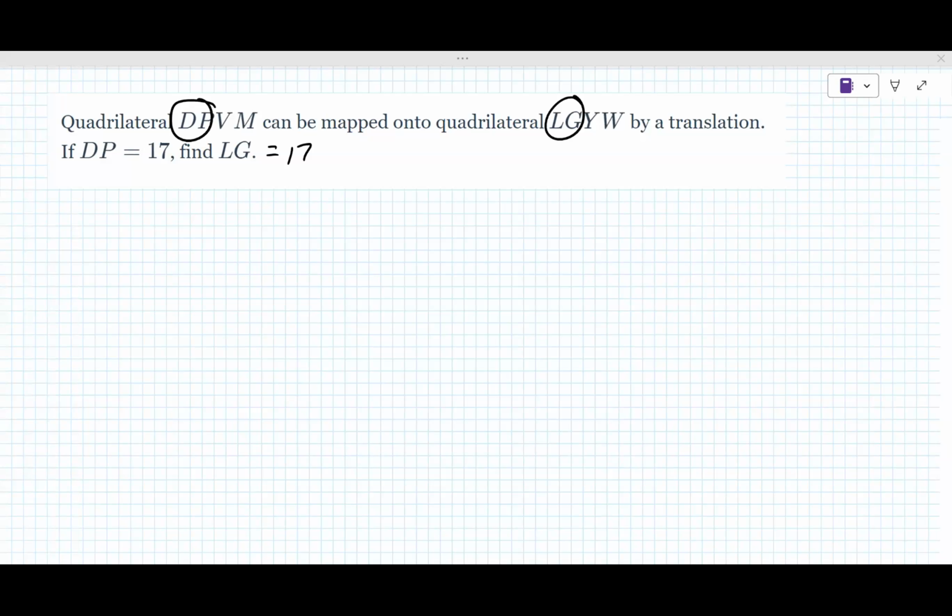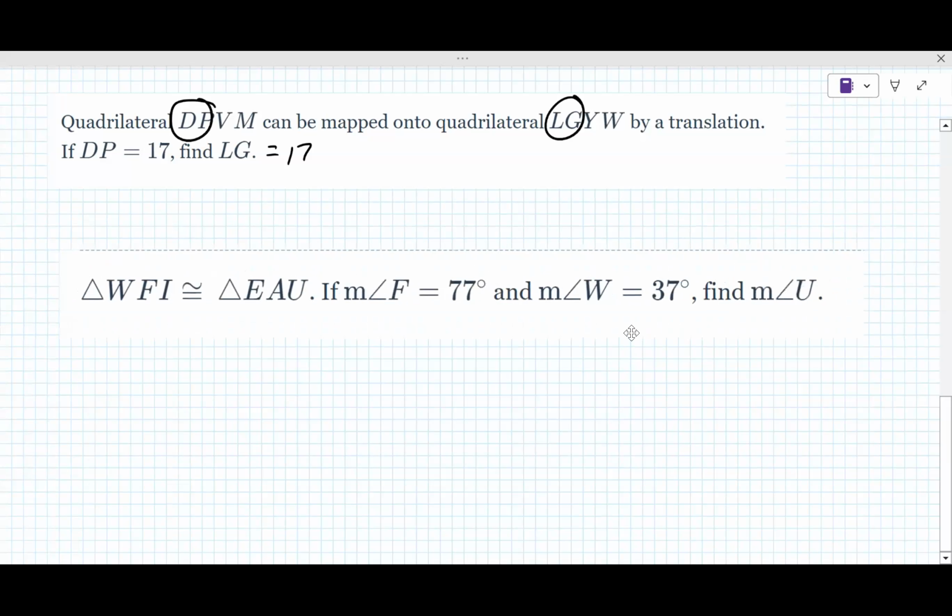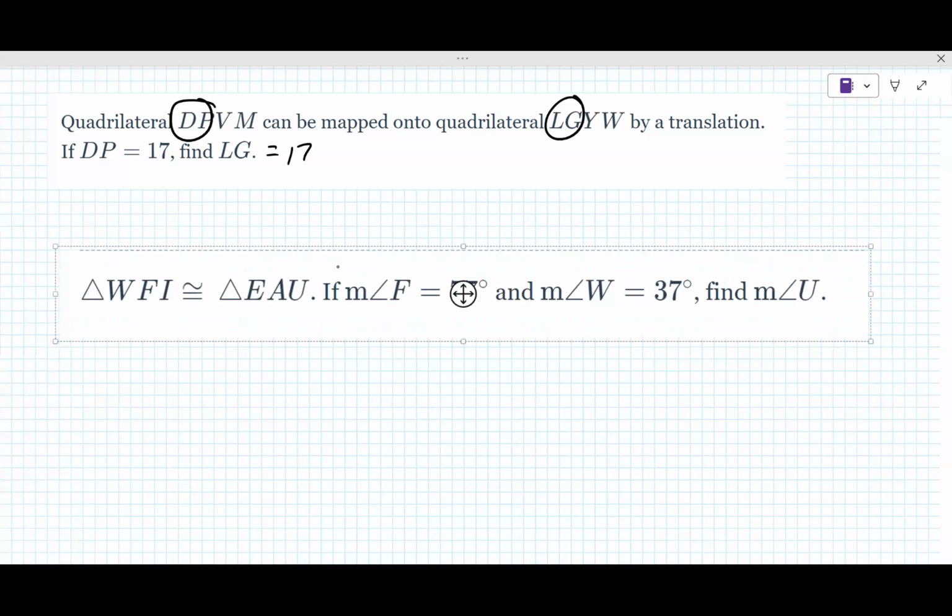All right, so it looks like these just get a little more difficult here. Let's keep going though on this. So again, the letter mapping is really important.